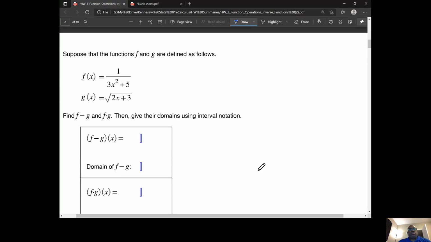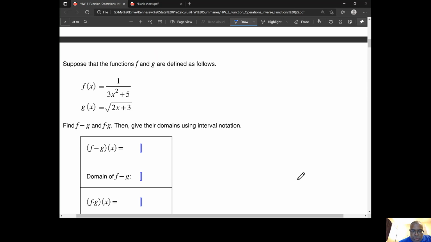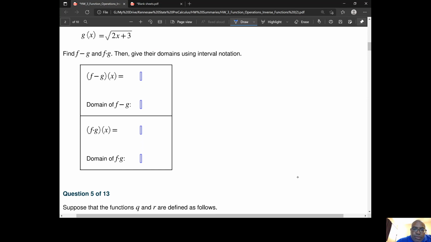Suppose that the functions f and g are defined as follows. f of x is 1 over 3x squared plus 5, and g of x is the square root of 2x plus 3. So find f minus g and f times g, and then give their domains. So f minus g, all right, I guess I'll do it over here.